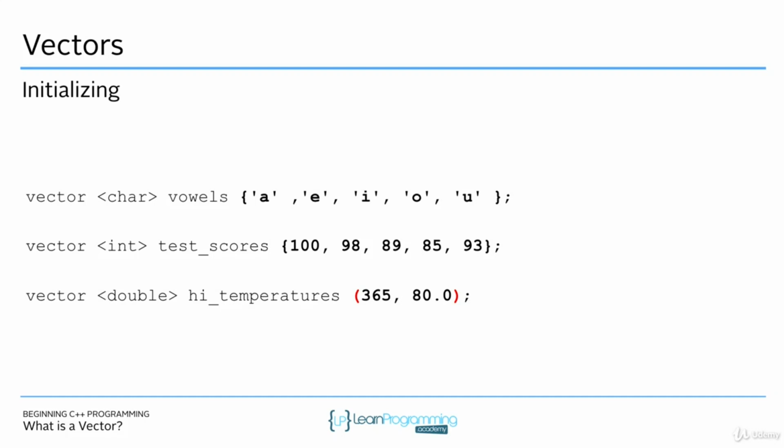In the third example, notice that there are 2 values in the parentheses. The first value, or parameter, is the initial size of the vector, in this case 365. The second value is what you want to initialize all the 365 doubles to. In this case, we're declaring a vector of 365 doubles, and we're initializing all of those doubles to 80.0 degrees Fahrenheit. There are also many other ways to declare vectors. You can declare a vector to be a copy of an array or a copy of another vector. I think you're beginning to see how powerful vectors can be compared to arrays.